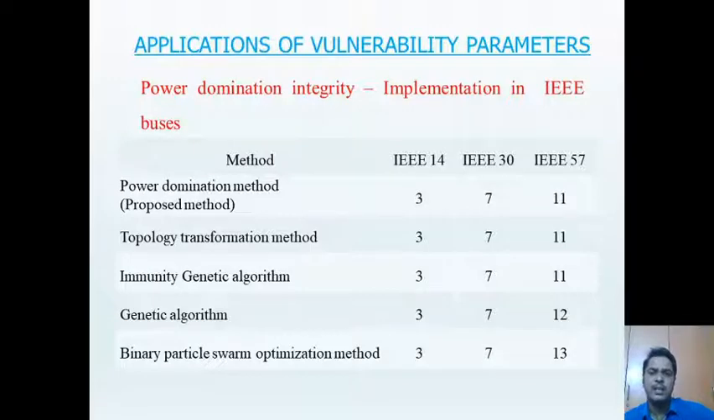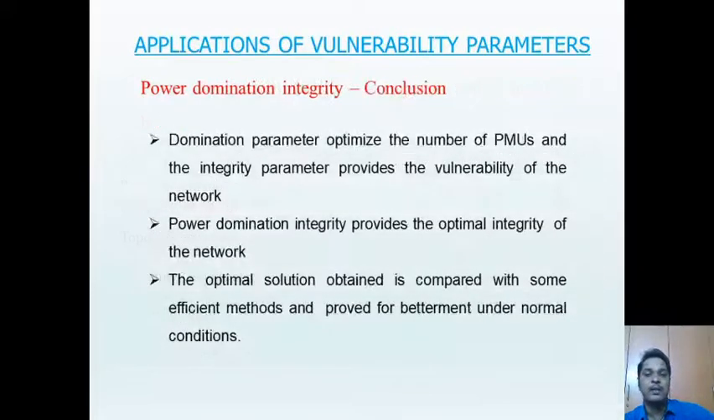We applied this to the IEEE buses, namely 14, 30 and 57. Comparing the result with the topological transformation method, the immunity genetic algorithm, and the binary particle swarm optimization method, we get the same, optimized result. So the domination parameter optimizes the number of PMUs, and the integrity parameter provides the vulnerability of the network. The power dominating integrity provides the optimal integrity of the network. The optimal solution obtained is compared with some efficient methods and proved better than the normal condition.